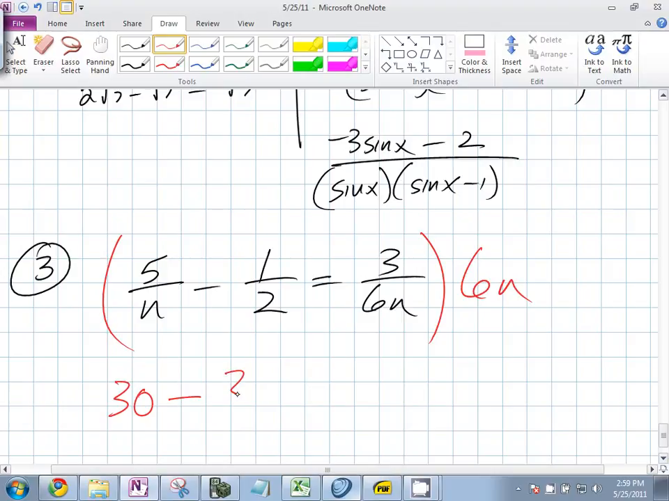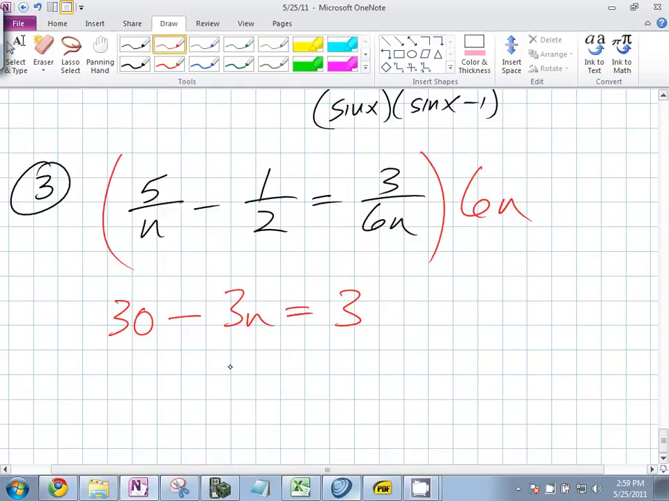Minus what? 3n equals what? 3. So it turns into 27 is equal to 3n, so n is equal to 9. Okay, that was in here. Wait. Yes, it is. That is the cleanest way possible. Get rid of the denominators.